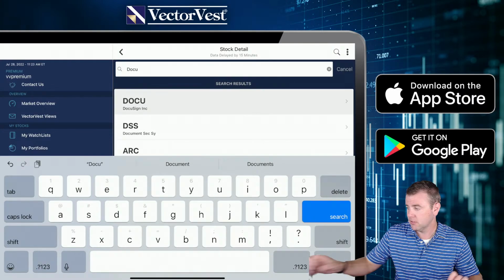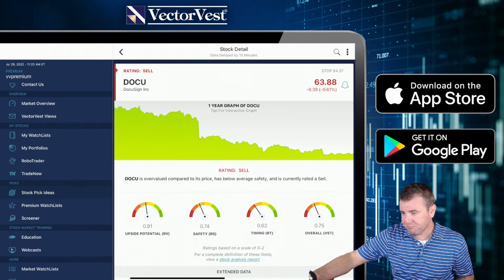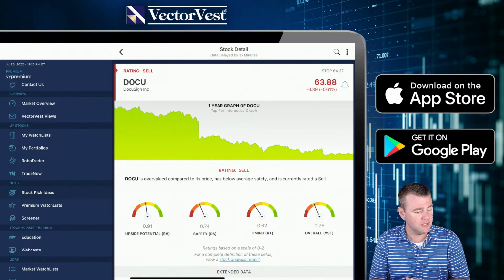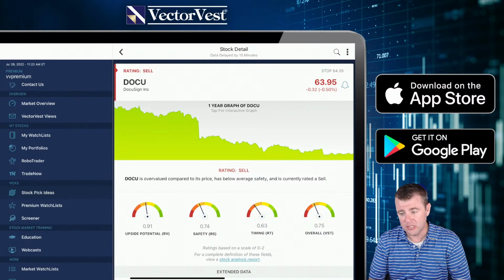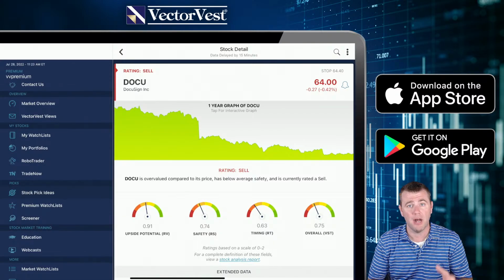DOCU. Poor long-term potential, a lot of risk associated with it. You're in a steady decline. Overall, stock is not favorable. This one is moving in the exact opposite direction we typically prefer to see. It's going from top left to bottom right. We want to see bottom left to upper right.